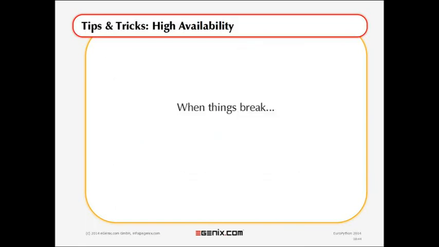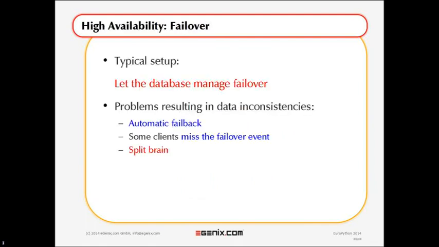High availability is another one of those things that you have to think about. So you have multiple databases, and one database server breaks, you want to switch over to the other one. There are various systems for doing that. They tend to not always work perfectly. So something that can happen is you can have automatic failback, which means that you have a failover situation where the system switches to a different database, and then it automatically comes back.